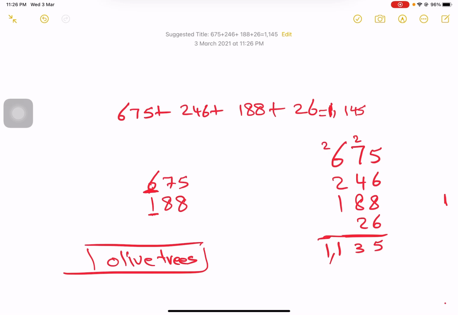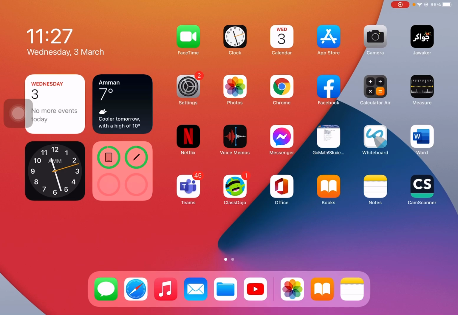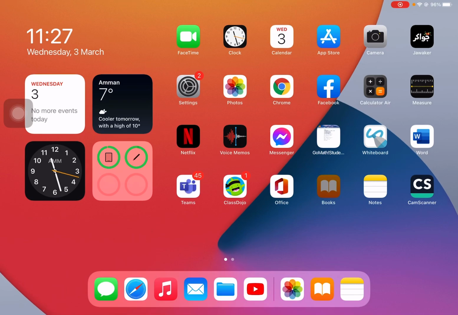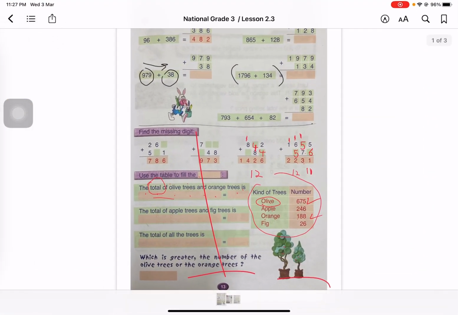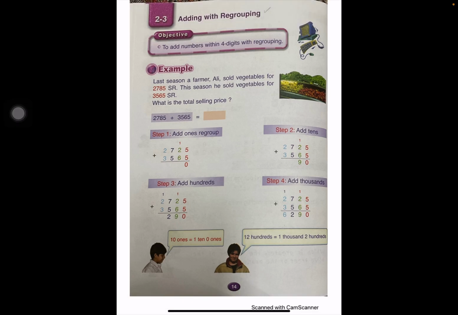Now, I will give you a homework, okay? If you go to page 15, go to page 15, okay? Let's go to the box again. Okay, if we go to this lesson, the lesson is how to add 3 numbers together, or two numbers, each of them has 4 digits or 3 digits. Align your digits under each other. Start with the ones, tens, hundreds, and thousands.